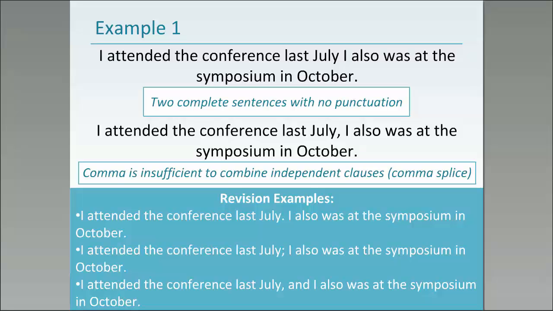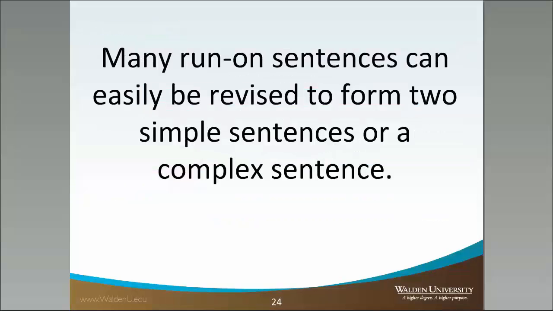So the comma needs to work along with one of those coordinating conjunctions to really be strong enough to connect those two independent clauses. So many run-on sentences can pretty easily be revised, either into two simple sentences or into a complex or compound sentence.